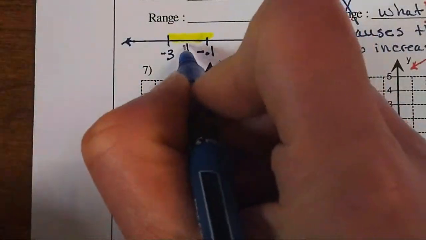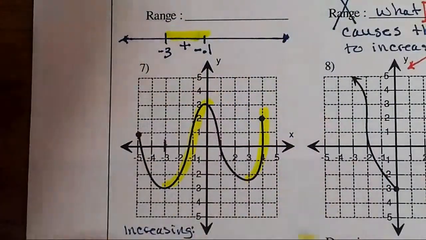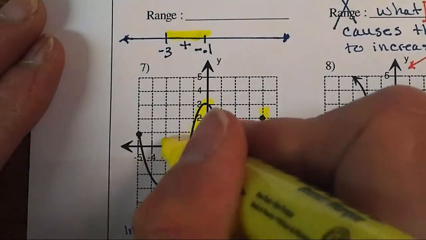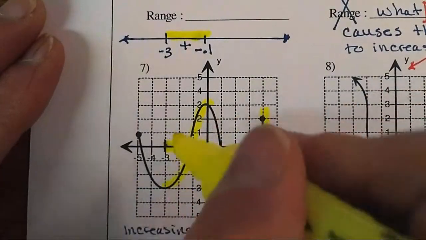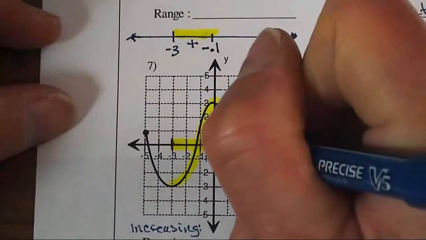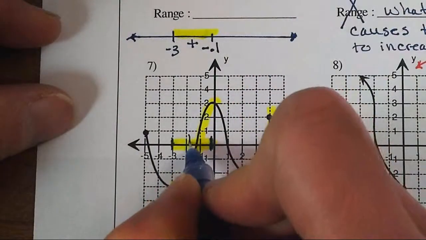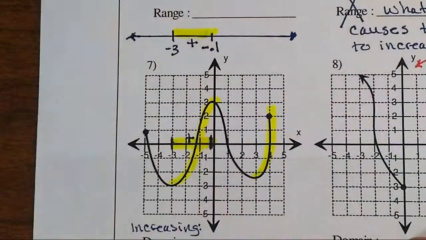So that's a plus. You could also highlight that section on your x-axis because that's what we're looking at. And that part is a plus.